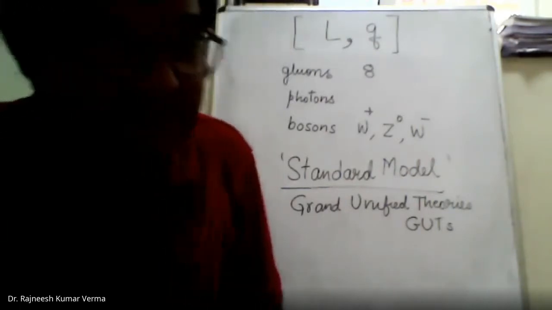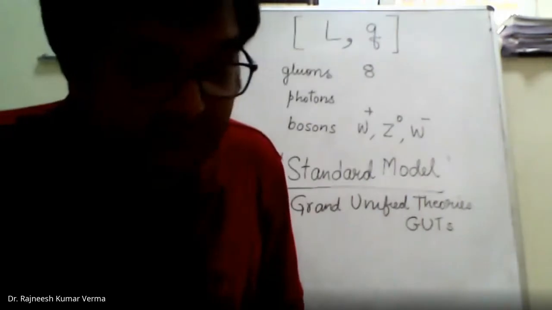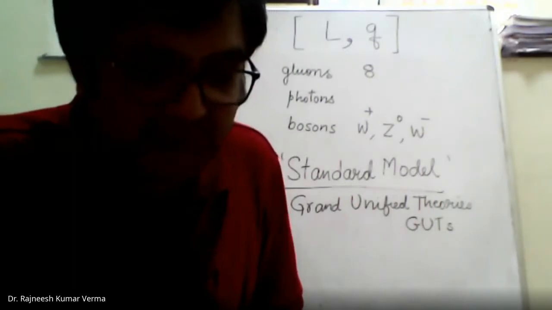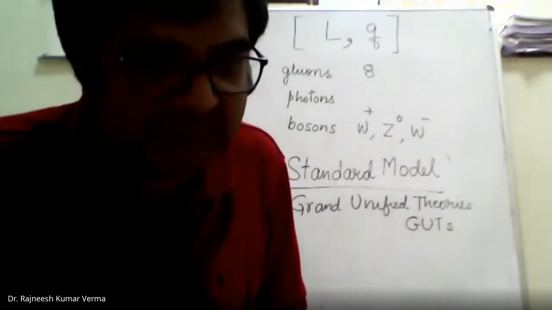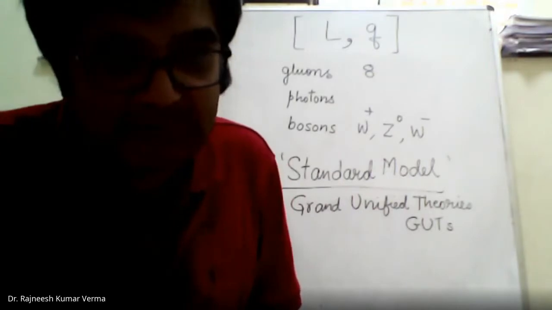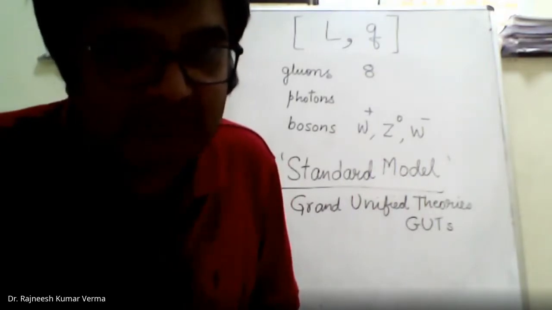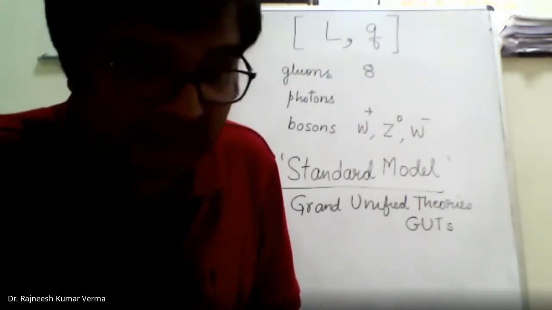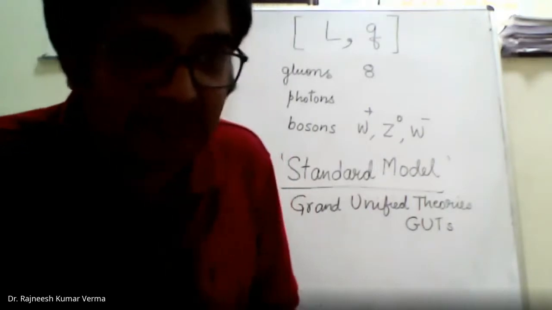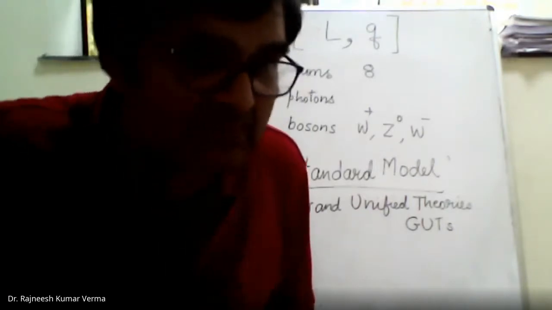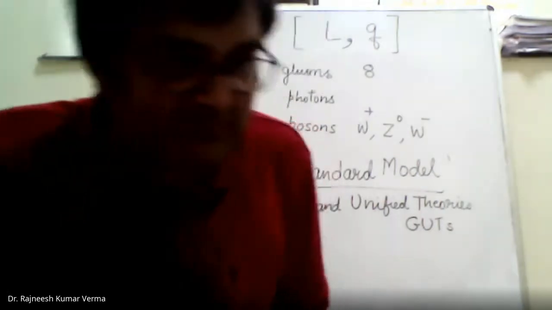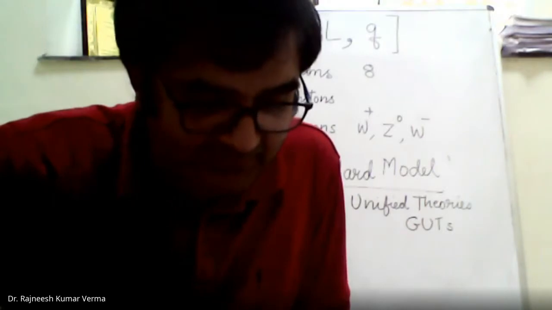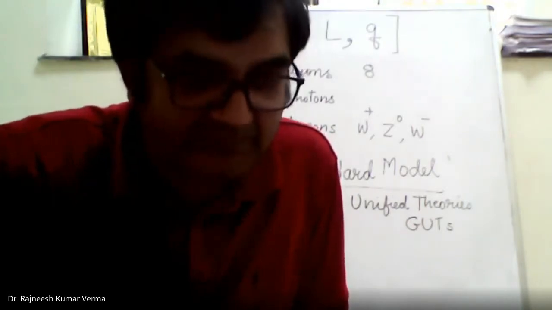And this theory, the grand unified theory, was successful in explaining many of the things, like why there is a difference of 1 unit of charge in a particular pair of particles in one generation. That could be explained on the basis of grand unified theory. But there were other phenomena which suggest that the grand unified theory is not a very successful model.